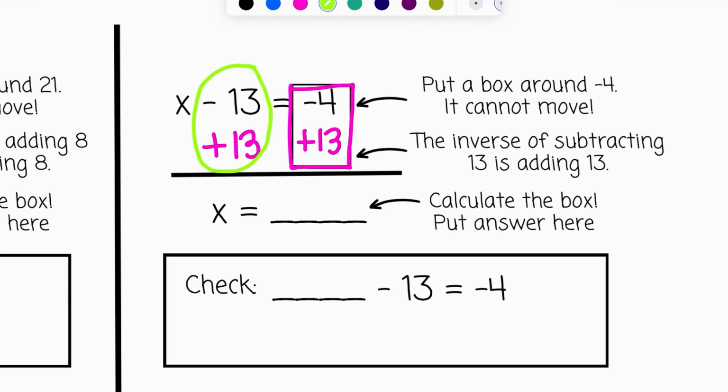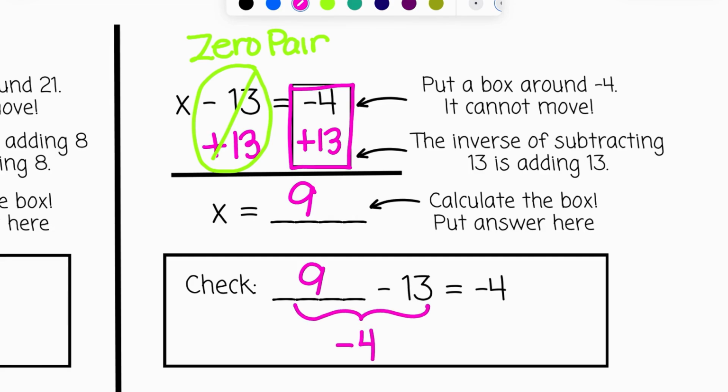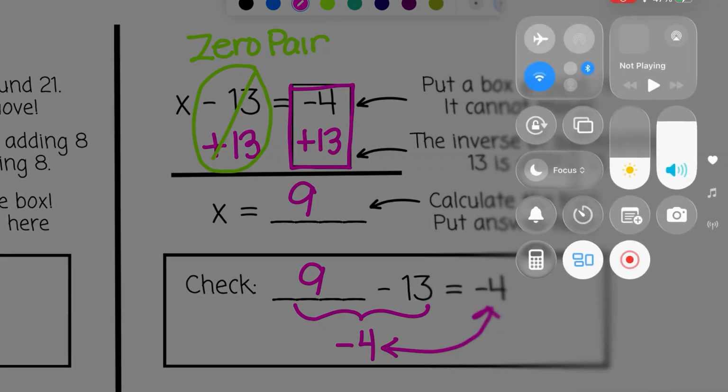Again, if you zoom in on this right here, it looks like negative 13 and positive 13. That's what makes a zero pair. So it's gone. So I have x equals, and then I calculate my box. Negative 4 plus 13 equals positive 9. Again, plug back in, put a 9 here. So instead of x minus 13, we would check it doing 9 minus 13. 9 minus 13 equals negative 4. So the left side of my equation equals the right side, which tells me I got my answer correct.